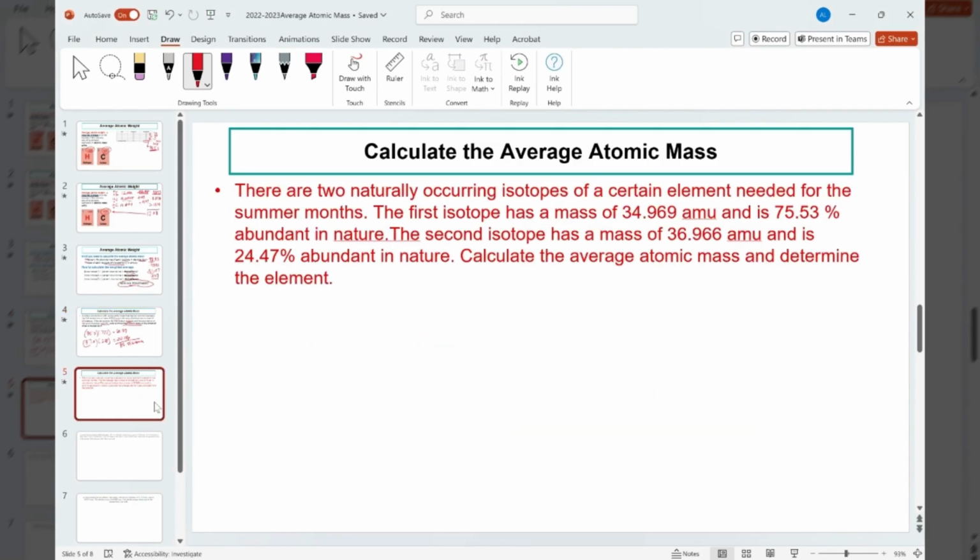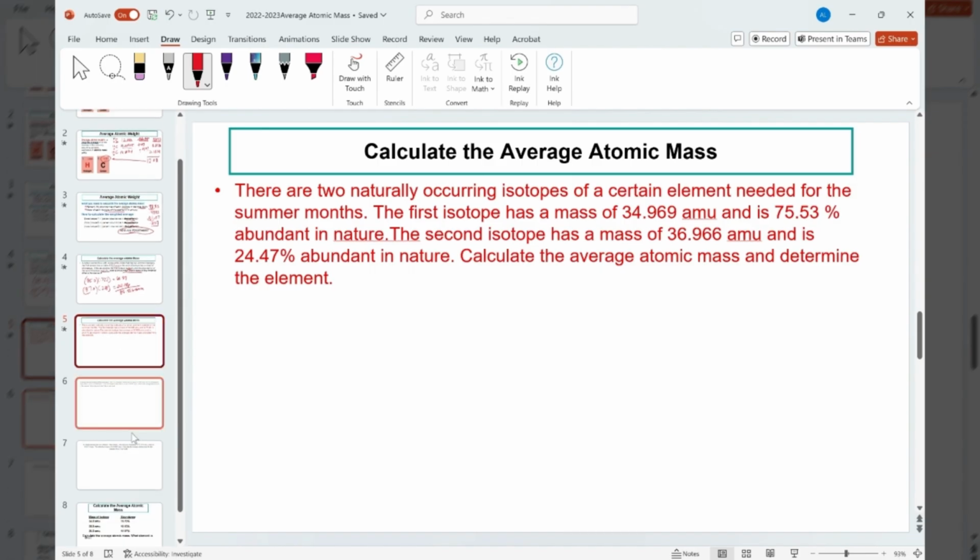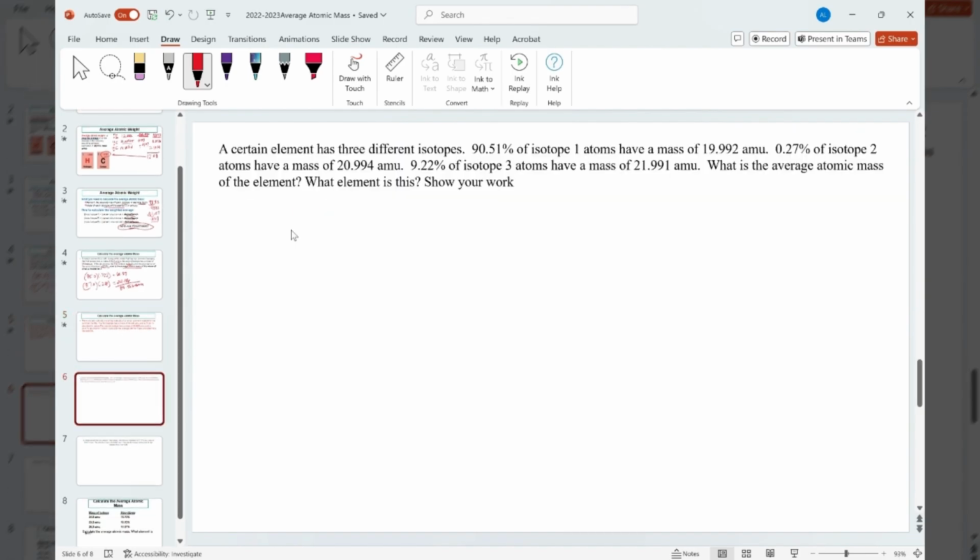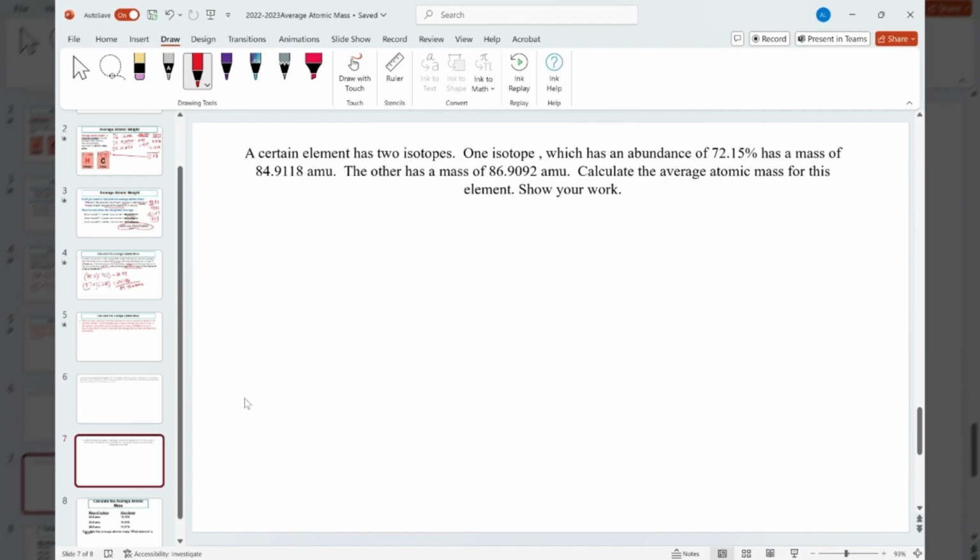Okay, let's do one more. And then your job is going to be to calculate this problem, solve this problem, and solve this problem as well. And then upload your work into Bright Thinker. You can either do it on your computer with their stylus, or you can do it on a sheet of paper, take a picture, and upload that.